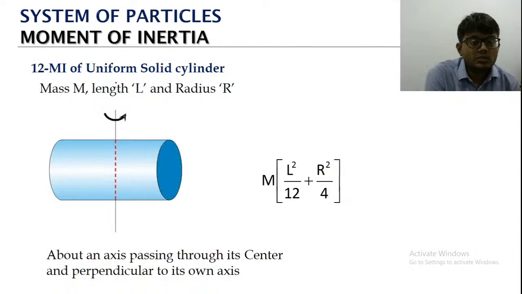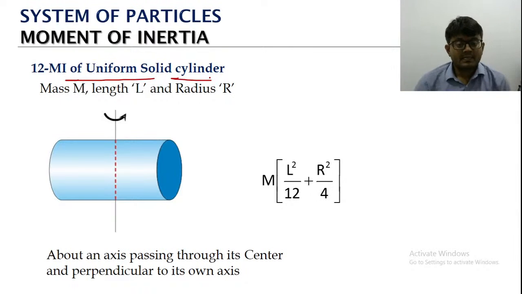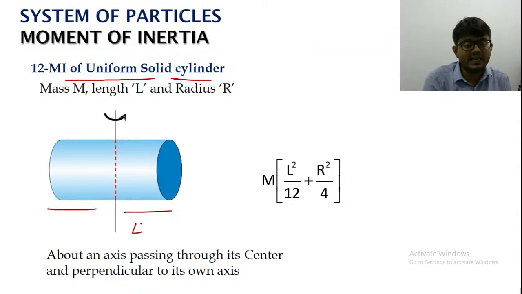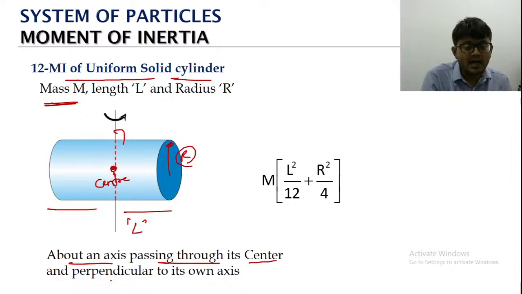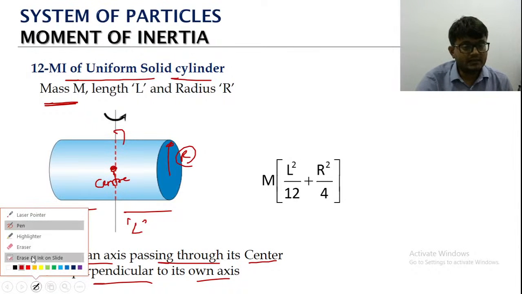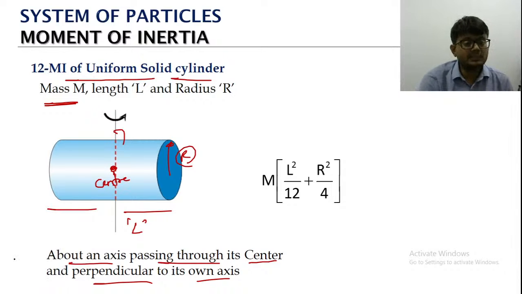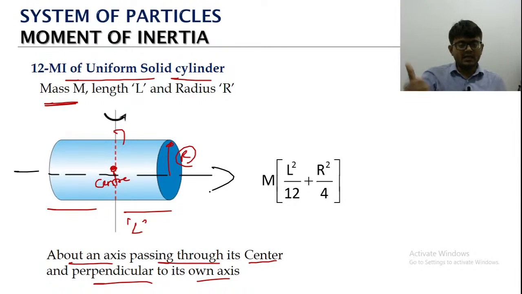Then we have a uniform solid cylinder. See here, we have a cylinder of length L and the radius of the circular surface is R. Mass of the cylinder is M. Here the axis is passing through the center point and perpendicular to its own axis. What does own axis mean for a cylinder? It is the principal axis. What is the principal axis? The line that goes through the center of the circular face and parallel to the length of the cylinder. That is the principal axis, right?